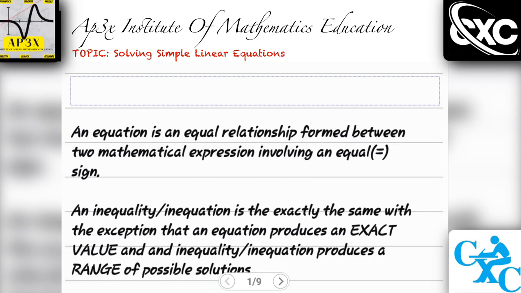Now in today's video we're going to be talking about one of the most important aspects in math, and that involves solving linear equations. All right, now of course equations are in every aspect of math. Sometimes you may have to create your own equations. Sometimes you're going to be given a wide variety of equations to solve.